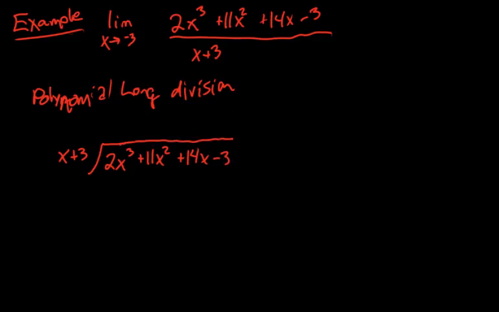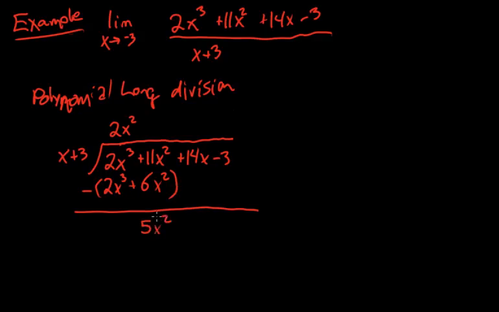So the first thing we see is how many times does x plus 3 go into this first term here? Or how many times does x go into that first term? It happens to go in 2x squared times, so we'll put 2x squared up there, and multiply this by 2x squared. So that would be 2x cubed plus 2x squared times 3 is 6x squared. And we're going to subtract this. We'll subtract everything there. So that leaves us with 5x squared. And then the 14x and the -3 come down.